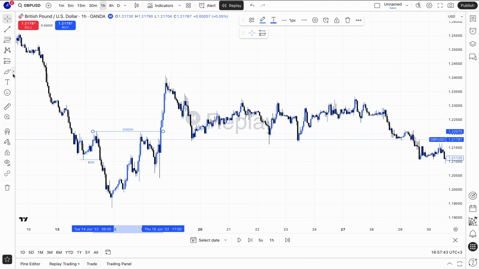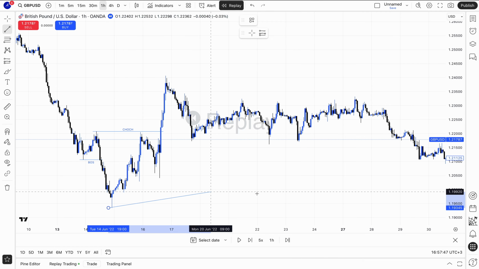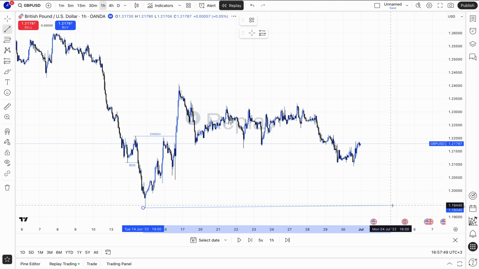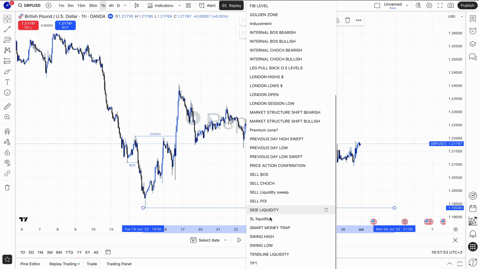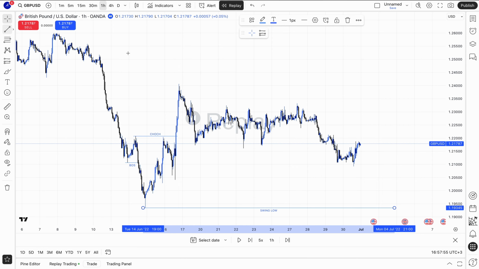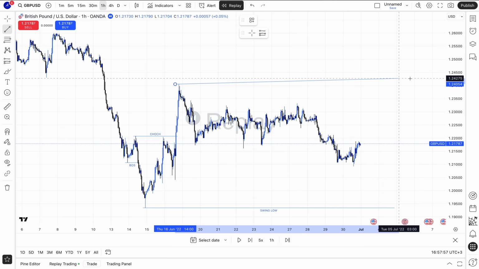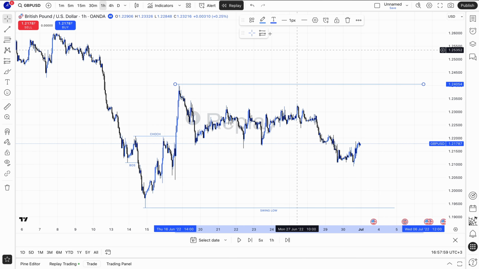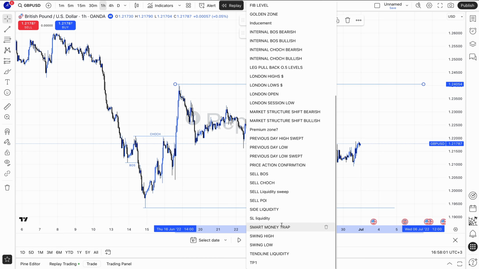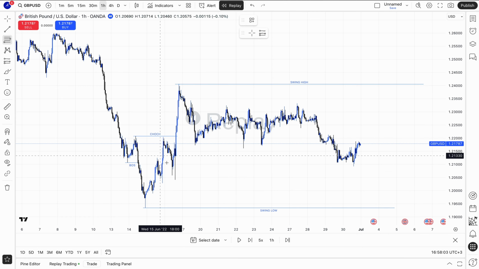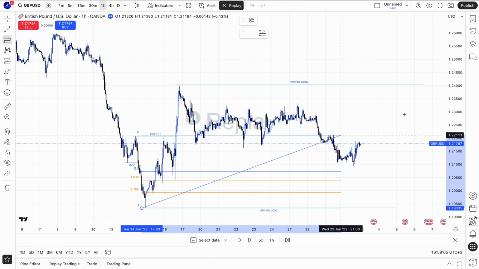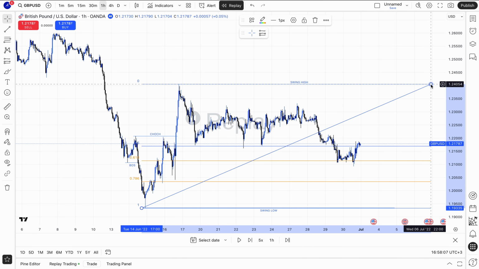Then you understand that this is our swing low, and this is our swing high. From swing low to swing high, that's our trading range. And secondly, we have to know about our equilibrium, our golden zone.